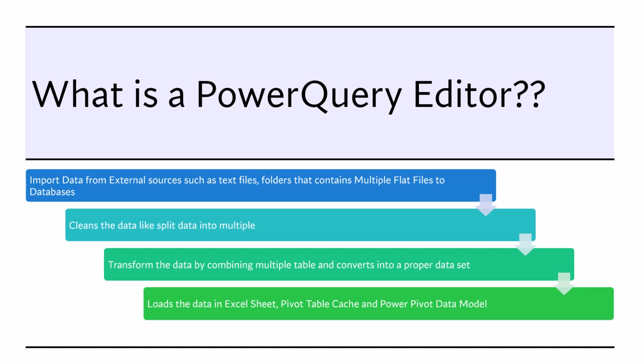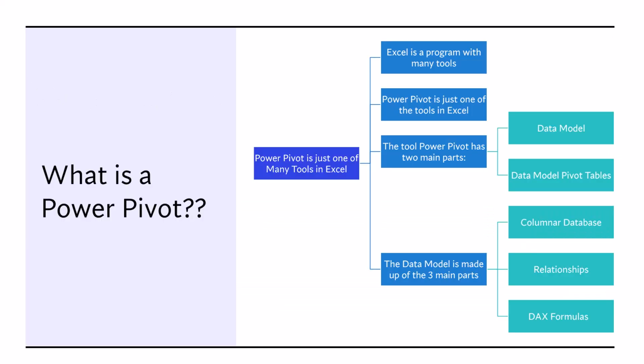It also allows you to transform the data. If you want to convert the data set into a proper data set, or combine multiple tables into one, all these can be done in transforming the data. Loading the data can be done very easily into an Excel sheet or a data model, or you can create a pivot table cache and a Power Pivot data model if you want to. So when will you use a Power Pivot data model? When my data sets are going to go bigger than normal.